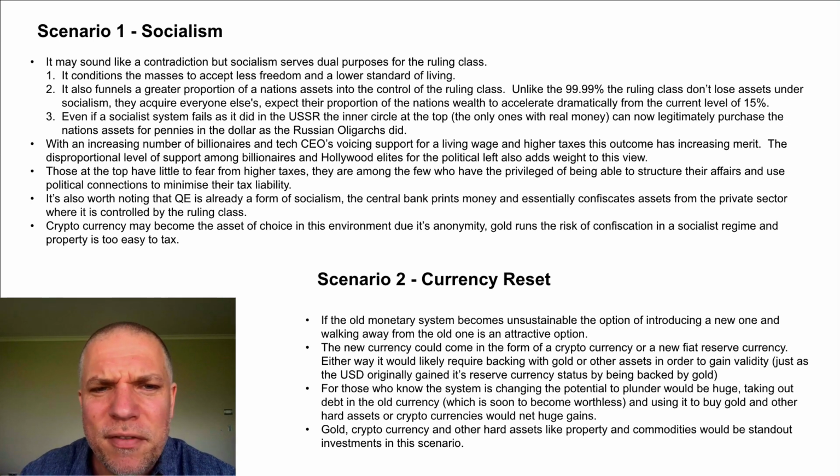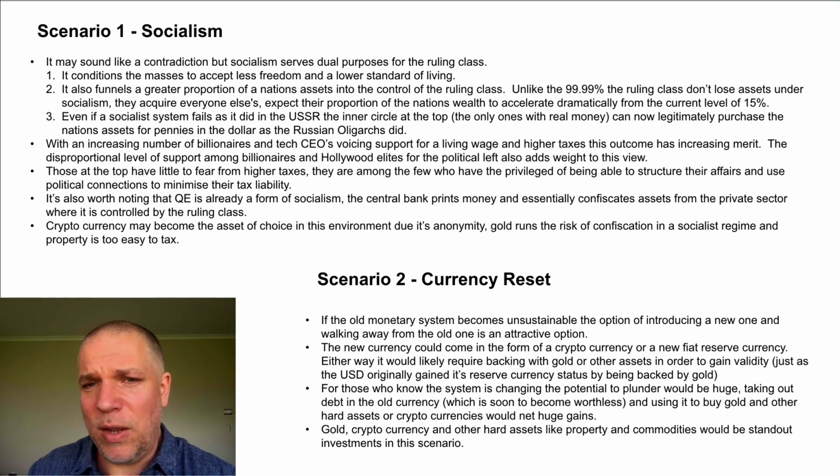And the other thing is, even if the whole thing falls over like it did in the USSR, if the whole socialism structure falls over, they're the only ones that can step in and buy those assets. They're the only ones with any real wealth. So just like happened in Russia, these Russian oligarchs came in, they bought the nation's assets at pennies in the dollar. So now they legitimately own them outright. They don't even need to use their network anymore to control them. Now they own them outright legitimately.